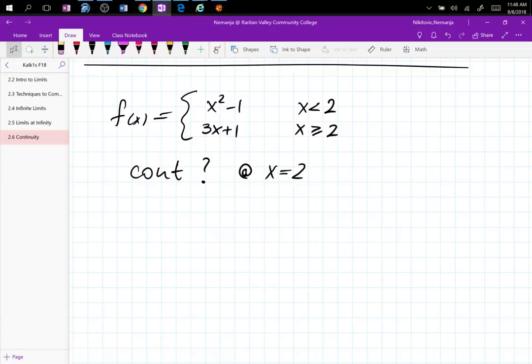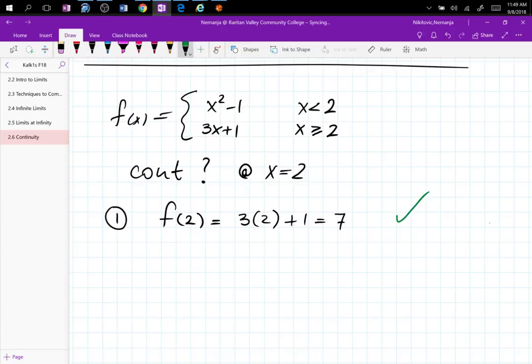So let's do the three rules. Number one, what is f of 2? Well, f of 2 is happening on this line here, because that's where x equals 2 is. That's the domain on which 2 exists. So the answer is 3 times 2 plus 1 equals 7. Pass point 1.